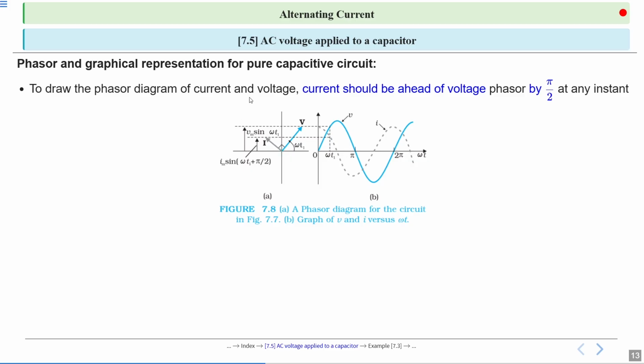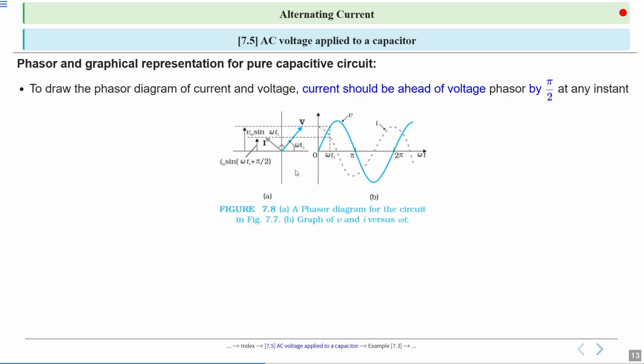Now the current is leading. If the current were lagging, the current vector would be in the downward direction like this, so we take minus pi by 2 in the opposite, clockwise direction. Now it is plus pi by 2, so it is taken in the anti-clockwise direction, which is the default direction of measurement of angle. We measure angle in the anti-clockwise direction as positive. If we measure it in the clockwise direction, it is taken as negative.